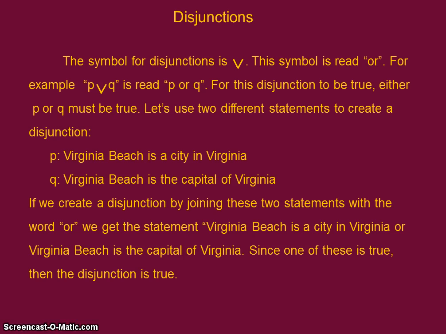Let's look at disjunctions. The symbol for disjunction is arrow down. This symbol is read or. For example, P arrow down Q is read P or Q. For this disjunction to be true, either P or Q must be true.